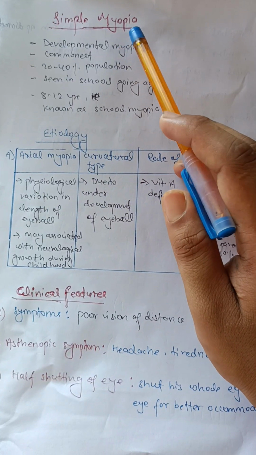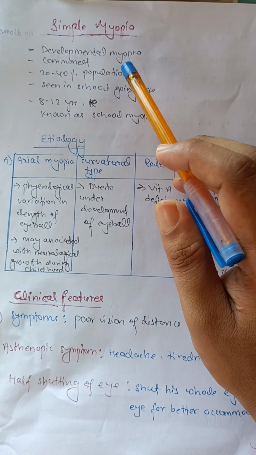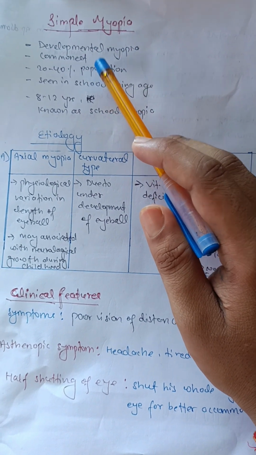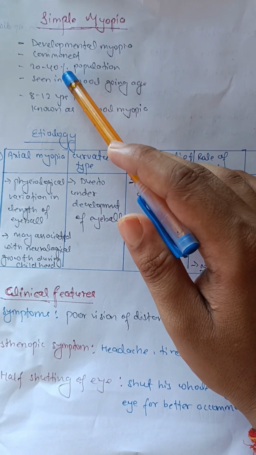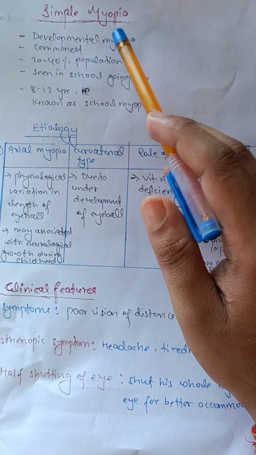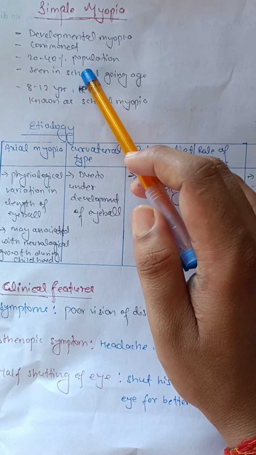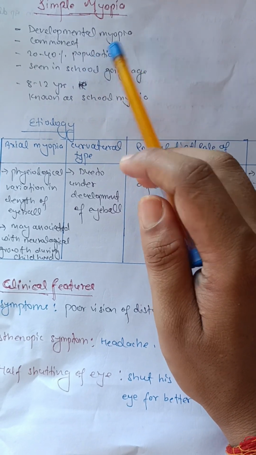So here we are going to discuss simple myopia, which is also known as developmental myopia, and it is the most common myopia. It mostly affects 20 to 40% of the population, seen in school going age, and at 8 to 12 years it is known as school myopia.